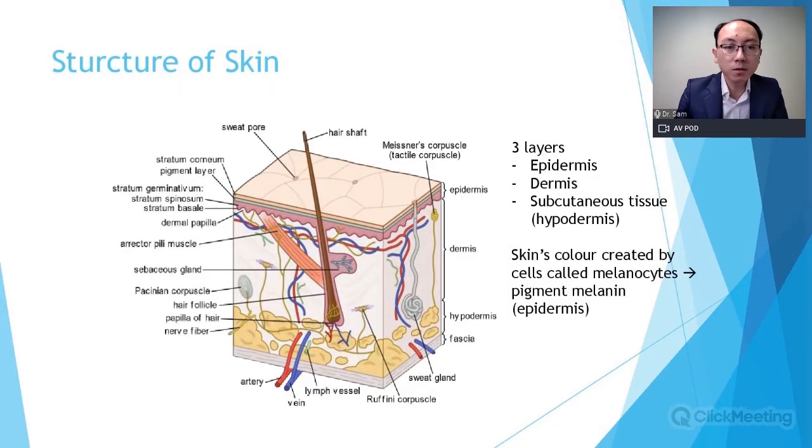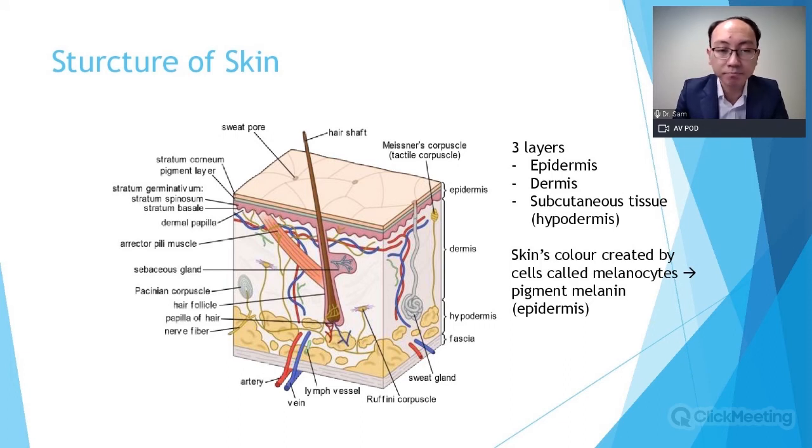Next, let's talk a little bit on the structure of our skin. We have three main layers. The first is the epidermis layer, the second is the dermis layer, and the deepest is the subcutaneous tissue, or hypodermis. These three layers have their own functions. The epidermis is the first layer, which consists of stratum corneum, stratum granulosum, stratum spinosum, and the last is the stratum basale.